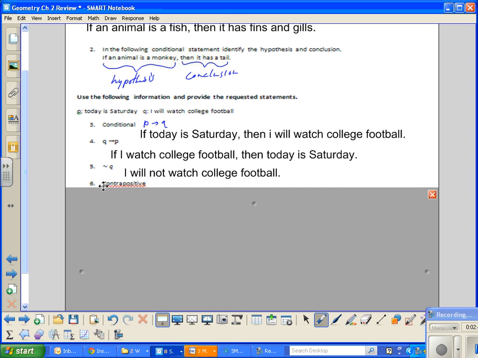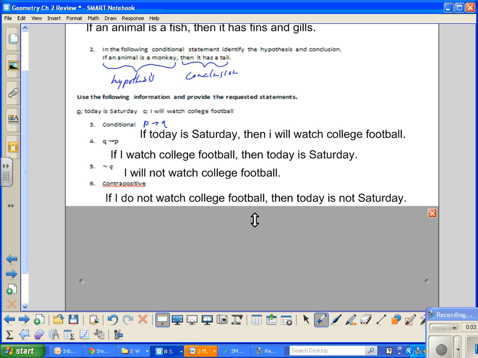And next up is the contrapositive. And for the contrapositive, remember that is the negation of the converse, or in other words, we take the conditional, we switch P and Q, and then we put nots into it. So basically this Q then P, that would be the converse. If I watch college football, then today is Saturday. So I'm going to take that and make it into negative statements. So if I do not watch college football, then today is not Saturday.